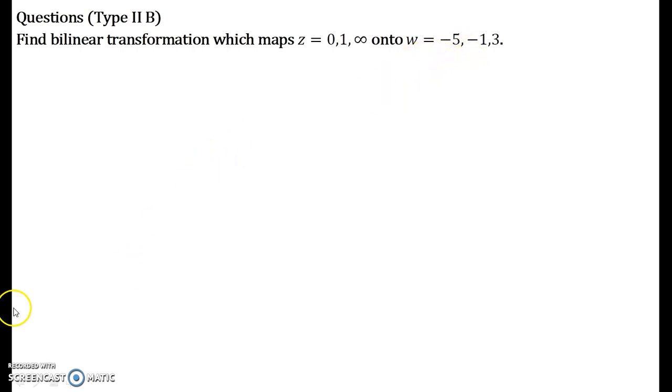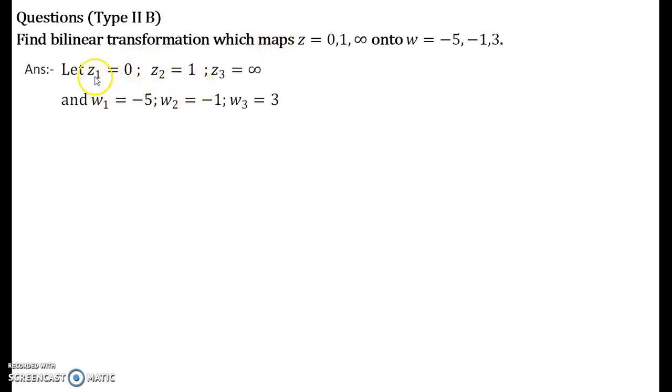The regular method is that we label the points. So first you label the points: z1 equals 0, z2 equals 1, z3 will be infinity, because we are considering the extended complex plane. W1 will be -5, W2 will be -1, W3 will be 3. Now, like I mentioned in my previous video lecture, we do not change the order of the points that is given to us.